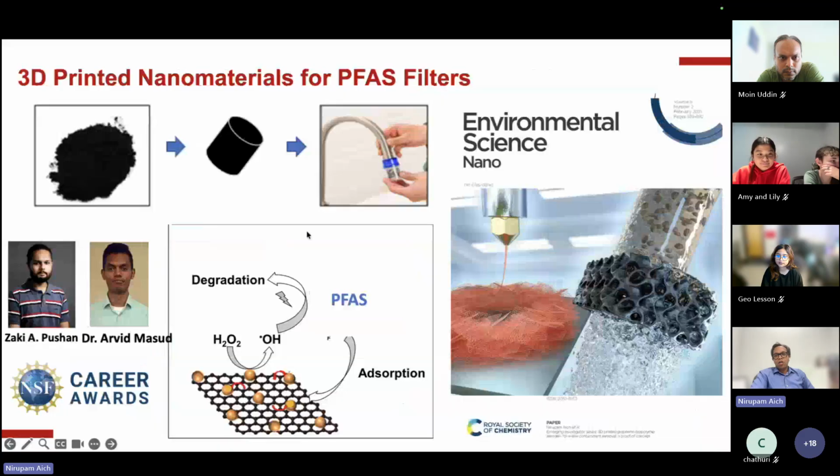The other one we are working on is using these powder-based nanoparticles, but putting them in a porous structure by 3D printing. This is one of the projects we have to create point-of-use filter systems. So in our house, if we want to create a filter for the tap water, we can put it on the tap. We are making very, very small filters, and at the same time we create these filters with metal nanoparticles and graphene together so that we don't only separate PFAS, but also destroy PFAS in the process.